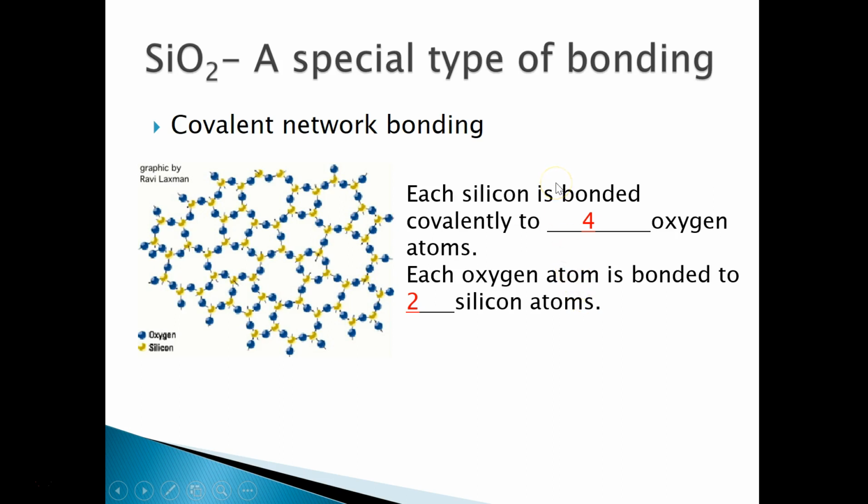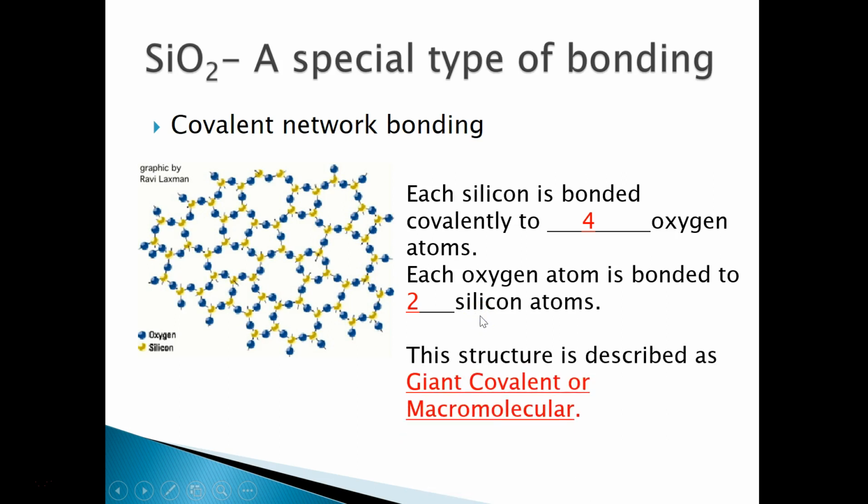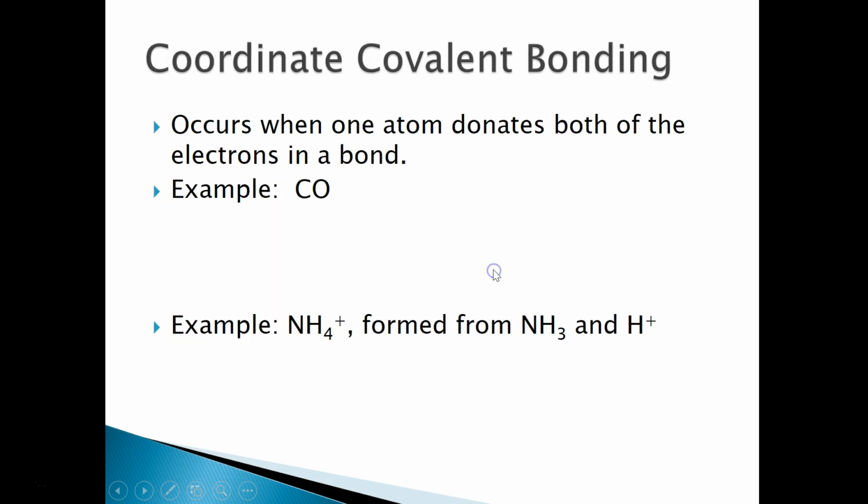Now, you do need to know that, and it's actually pretty easy to remember because silicon, being right below carbon in the periodic table, has 4 unpaired electrons ready for bonding, and oxygen has 2 unpaired electrons, and so it tends to make 2 bonds. All right, now the structure is known as a giant covalent structure or a macromolecular structure. The IB will accept either. But the essential idea is that you know how the bonding works in silicon dioxide and the fact that it's macromolecular or giant covalent network bonding.